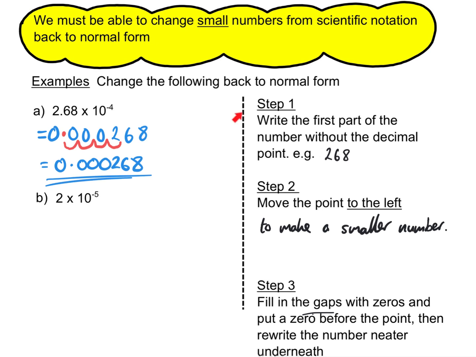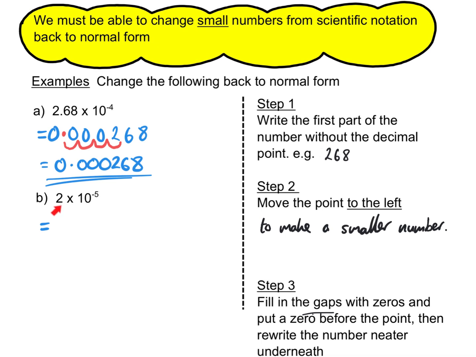We're going to do the same with this one. We're going to follow through these 3 steps. Again, it's 2 times 10 to the negative 5. The negative power there tells me this is going to turn into a very small number, so the decimal point is going to move to the left. So again, we're going to write that number out without the decimal point. Now you might be thinking, well, that already is without the decimal point. So we've got an understanding of where the decimal point is.